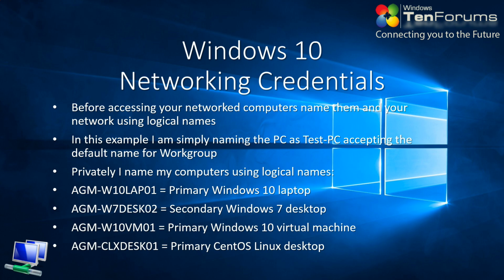AGM W10 Lab 01 would be, for instance, my primary Windows 10 laptop. AGM being not only the name of my home network, but also an abbreviation with a strong symbolic meaning to me. Further, AGM W7 Desk 02, that would be my secondary Windows 7 desktop, and so on. In doing this, I have no difficulties getting a correct computer name when I need to access it over my network.